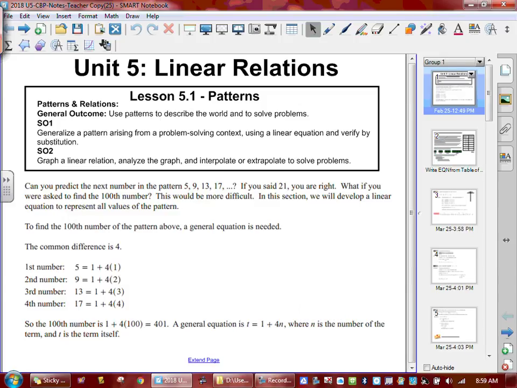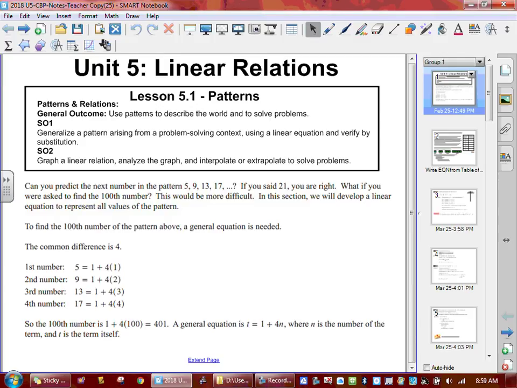Okay, we're going to talk about Unit 5. Unit 5 is talking about linear relations, and most linear relations deal with patterns. So we have to be able to figure out how a pattern is created, and then we're going to create an equation from a pattern. So the first thing we see here, our outcome is to describe world problems and solve our world problems with patterns, with linear equations and verify solutions.